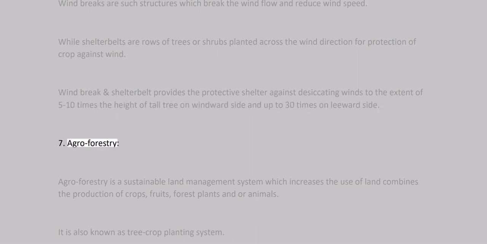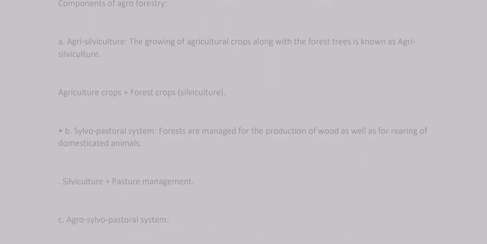7. Agroforestry. Agroforestry is a sustainable land management system which increases the use of land, combines the production of crops, fruits, forest plants, and or animals. It is also known as tree crop planting system. Components of agroforestry. A. Agri-silviculture. The growing of agricultural crops along with the forest trees is known as agri-silviculture. Agriculture crops plus forest crops, silviculture.